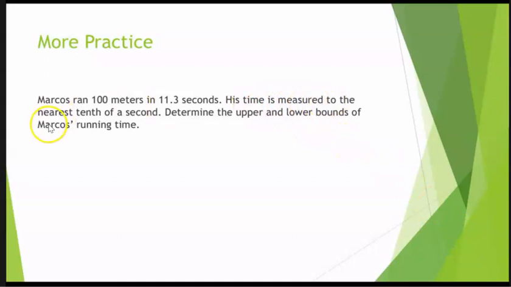A third example is we have Marcos, who ran 100 meters in 11.3 seconds. His time is measured to the nearest tenth of a second, so we have to determine the upper and lower bounds of Marcos' running time. Notice here we have two values. We have to determine which one's the exact value we're going to be using, and to do that, we have to look at the question again. We have to determine the bounds of Marcos' running time, so we want the number related to time, which is the 11.3 seconds. That is going to be my exact value, plus or minus my interval.